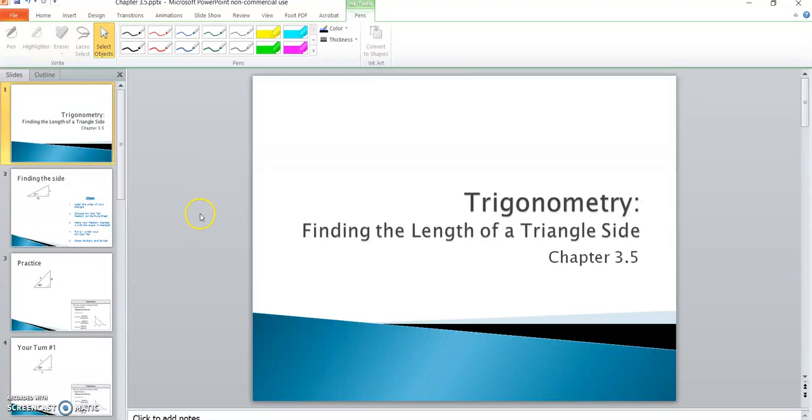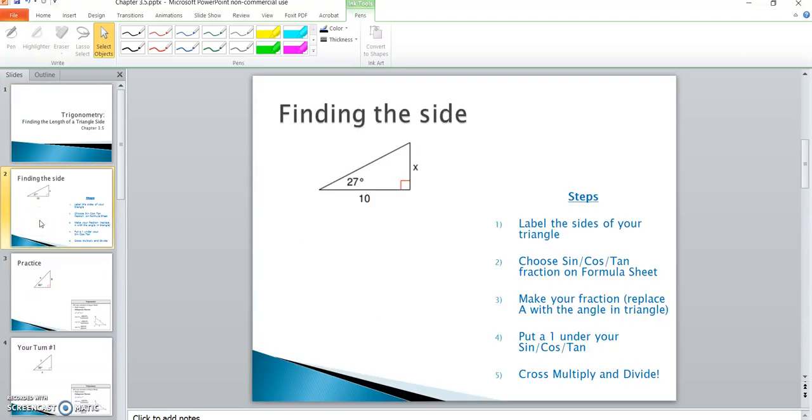Okay, so we're going to finish off Chapter 3 with Section 3.5, and in this section we're finding the length of a triangle side. So in Section 3.4, we are finding an angle inside the triangle, and now we're going to be finding the length on the outside. What I want you to notice is that the very first 3 steps of this process are almost the exact same, except for this little piece here replacing the A with the angle in triangle.